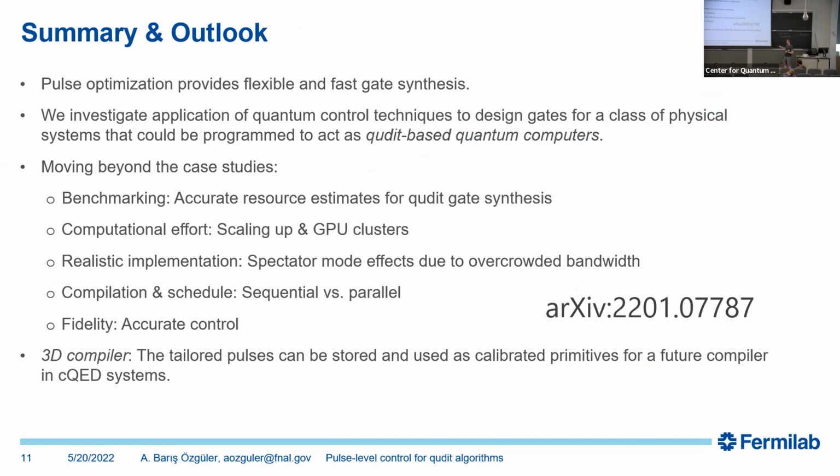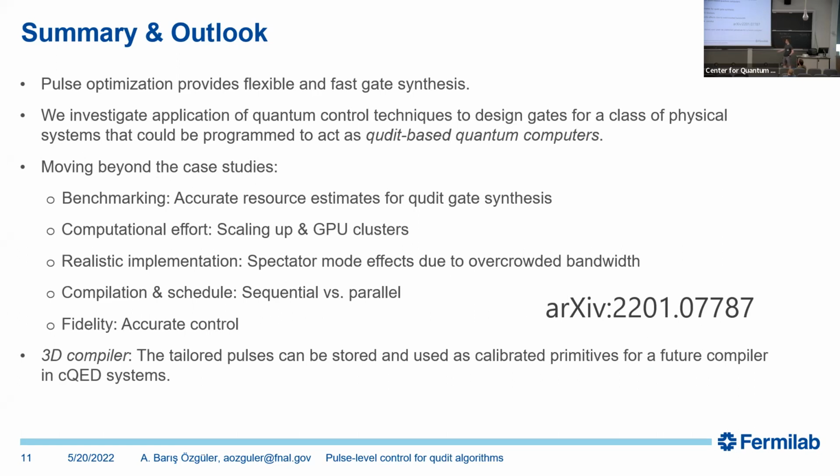One important topic is that we should do benchmarks depending on the problem type. We need different resources, so we are currently doing some resource estimates depending on the number of frequencies or how long a pulse optimization takes. Another thing is the realistic implementation. If there are several modes which may overcrowd the bandwidth of pulses, or if they just sit there and watch the other gates, what is the effect of them, as I said. The spectator mode effect, in other words.